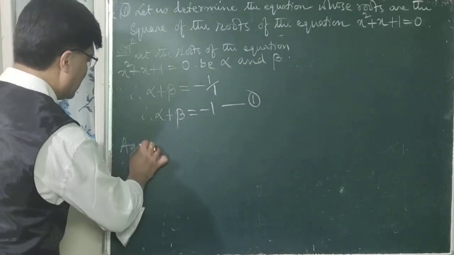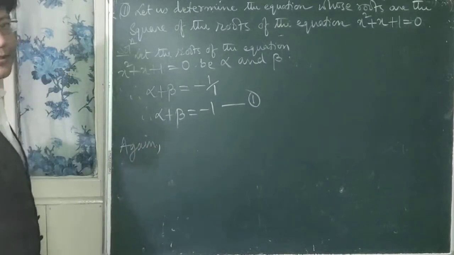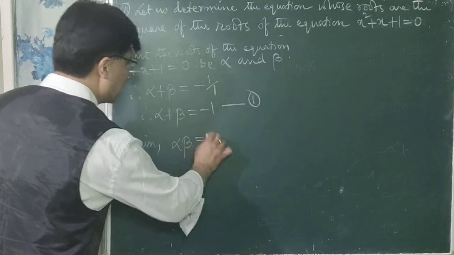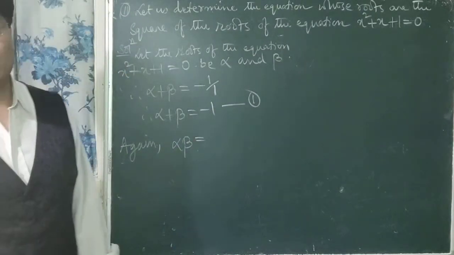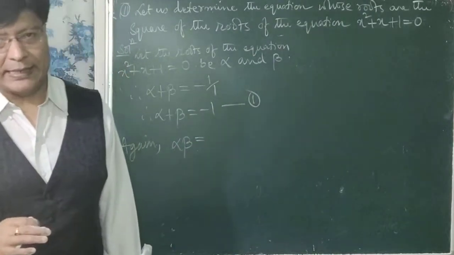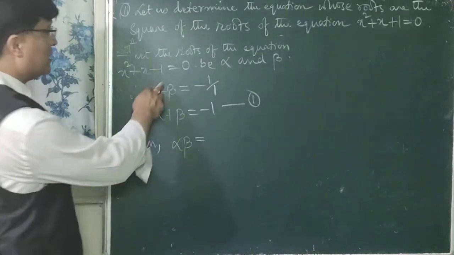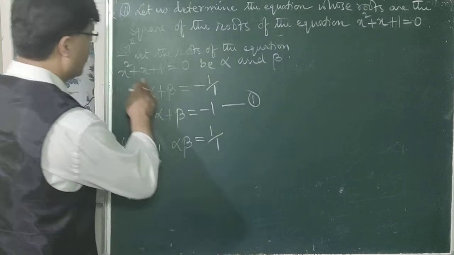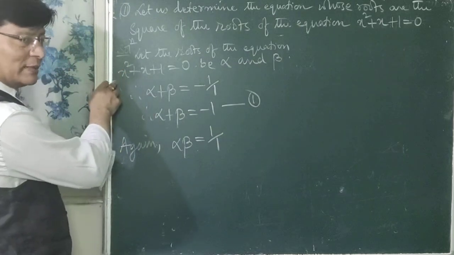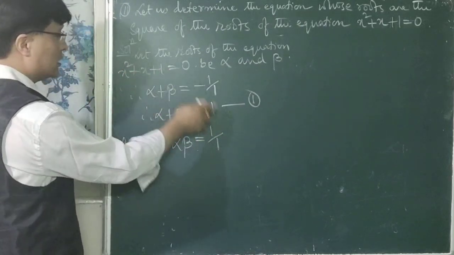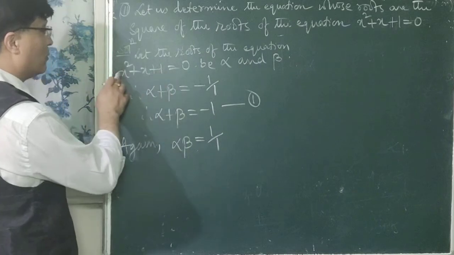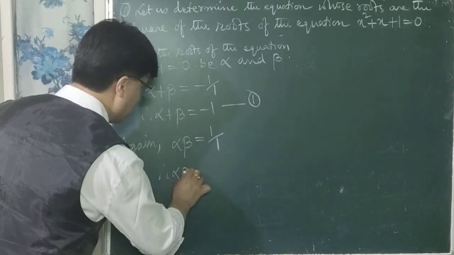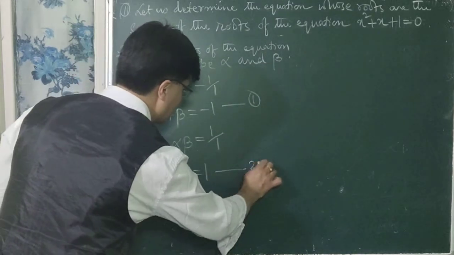Again, what is the product of the roots now? Product of the roots means alpha beta. Alpha beta is equal to, what is the formula? It will be C upon A, right? What is the value for C in this case? C is 1 divided by, what is the coefficient of x square? It is 1. So C by A, that is 1 upon 1. That means alpha beta is equal to 1. So this is number 2.